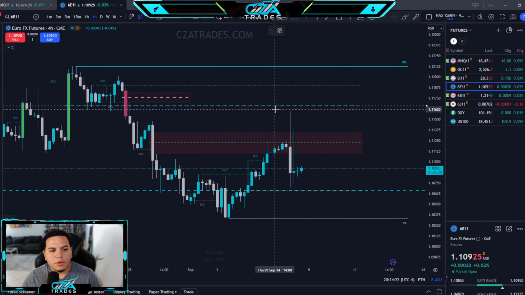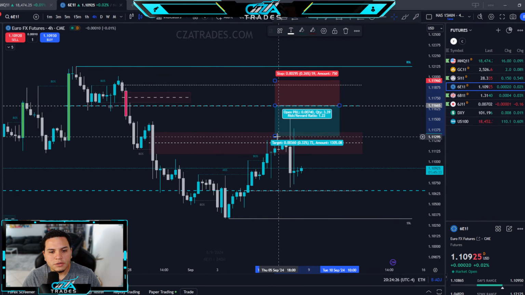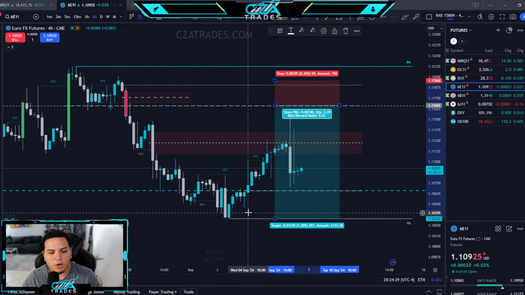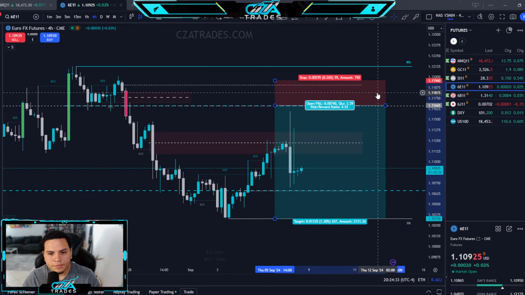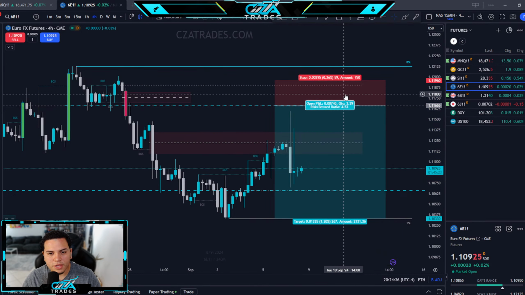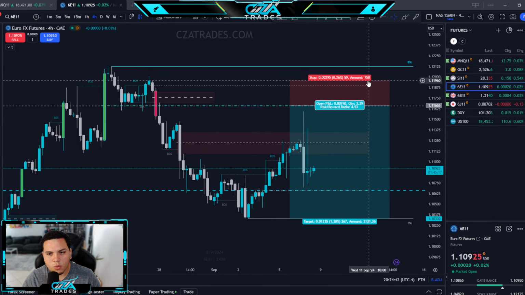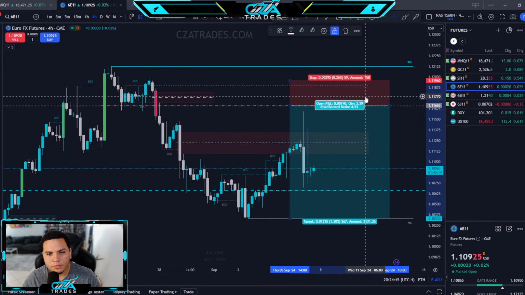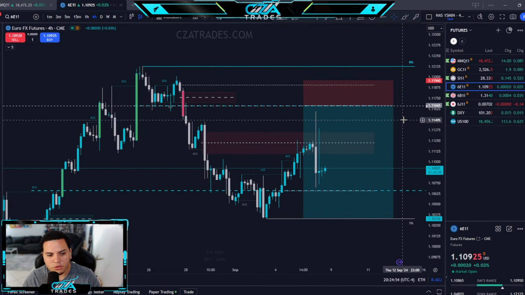And then what I'm looking at is here as an entry, here as my stop loss, and then the bottom of this market structure as my take profit. That's a 4.53. I'm going to lock that in. Entry is at 1.11660. Stop loss over here, 1.11960. Right? And my take profit, 1.10330. 4.53 risk to reward ratio.